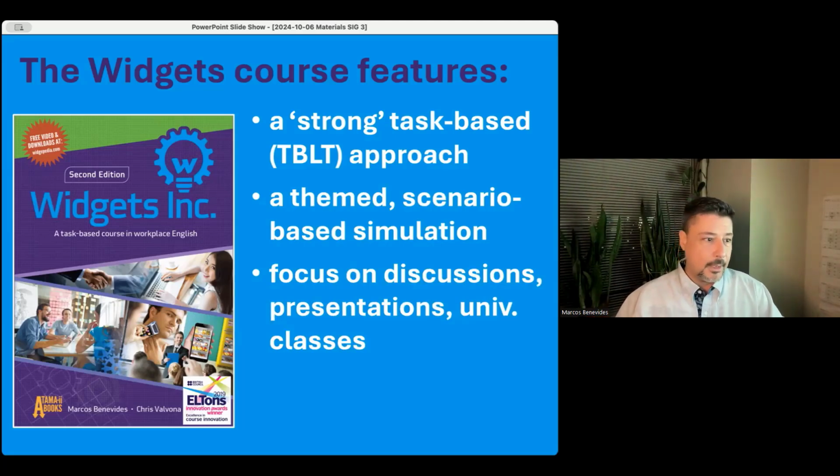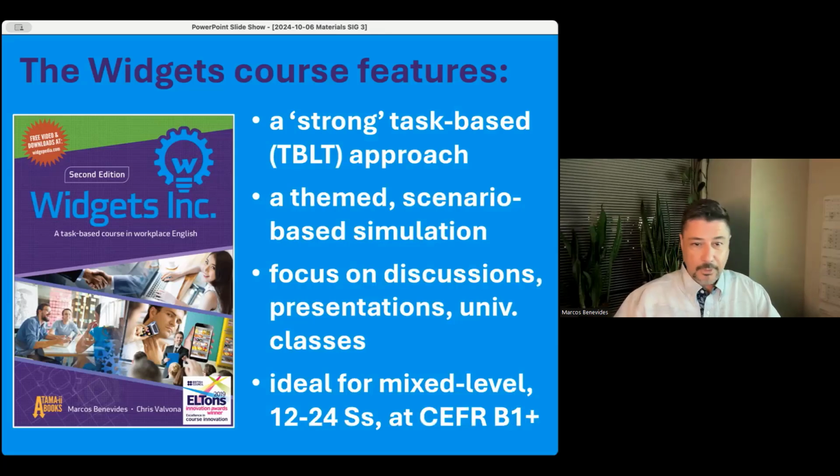presentations. It's ideal for a mixed level class of ideally between 12 and 24 students, but this isn't a strict requirement, and ideally they should be at B1 or higher, CEFR B1 level. But again, it's possible to have a couple of students in the A2 range. It's possible to have 30, even as many as 40 students. It's not the ideal number, but it can work that way. It's a flexible course in that sense.